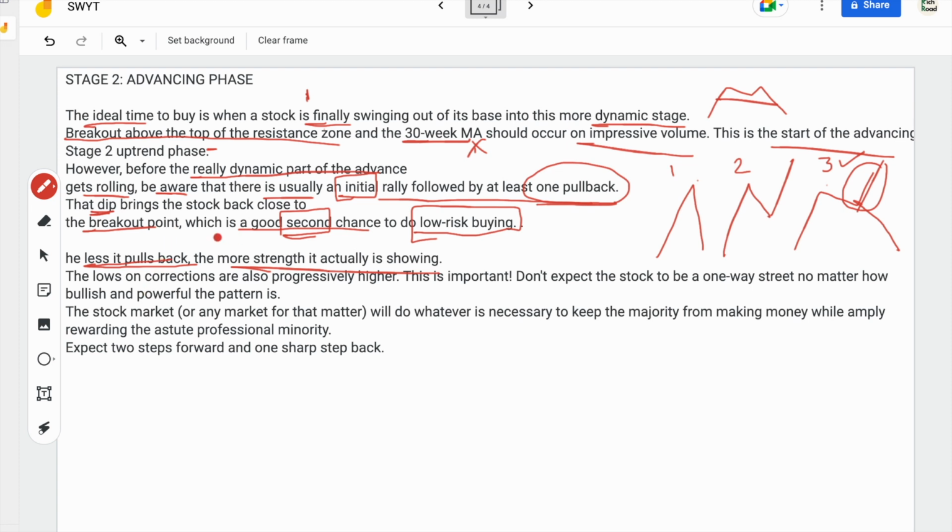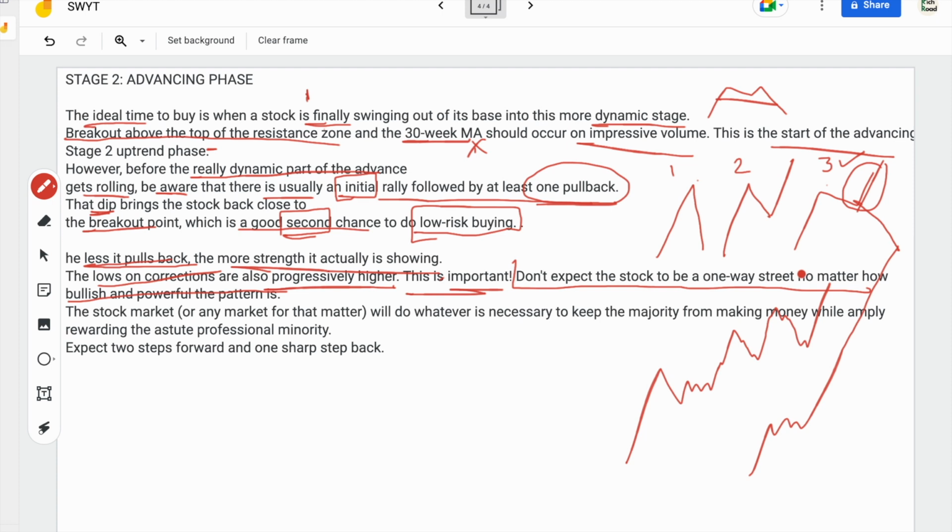We will discuss. Then he says that lows on corrections are also progressively higher. This is important. Now this is very important. Don't expect the stock to be a one-way street no matter how bullish and powerful the pattern is. That simply means if a stock has broken out, and this is happening, then the stock will move in some way like this. People think their stock should move in some way like this, but that doesn't happen. And he also says that progressively higher lows will be made. That means this is a low, this is another low, and this is another low, and you will have to endure this. This is what he is saying, you have to do it.